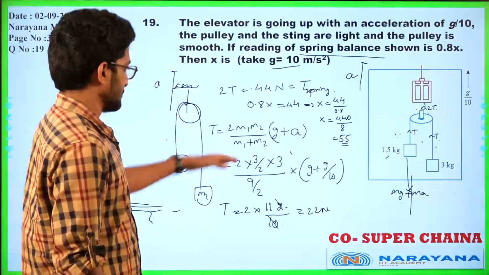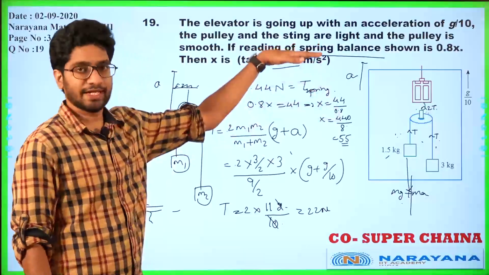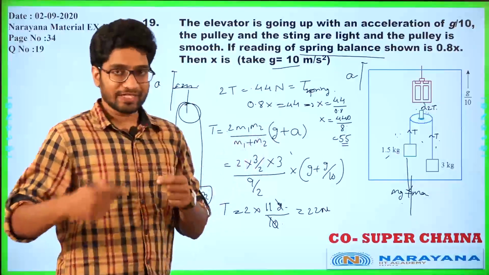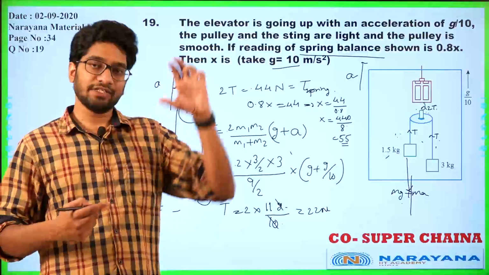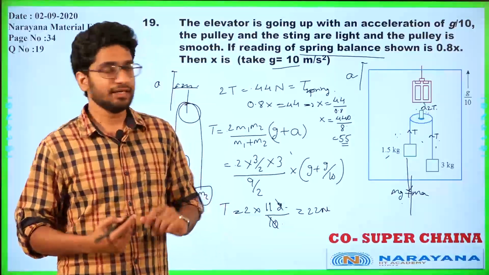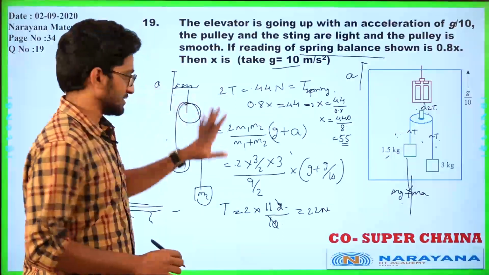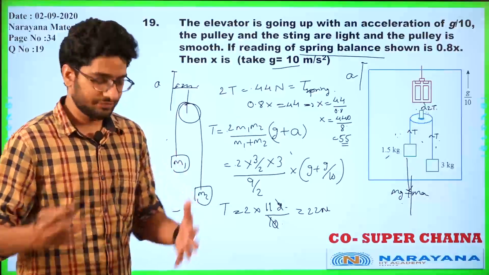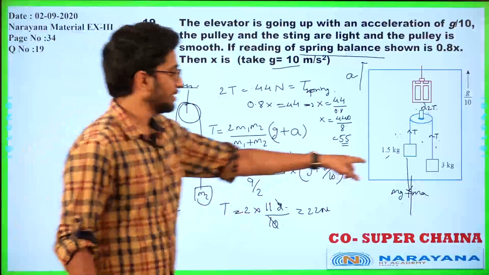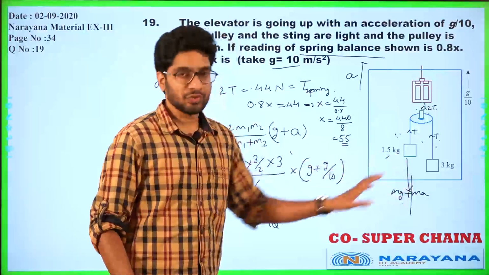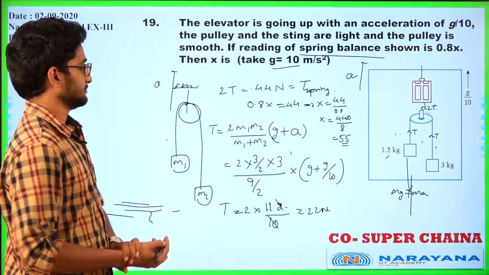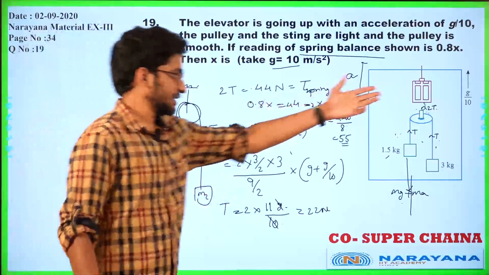Remember only this point: whenever the lifts are moving up with acceleration a, the effective acceleration becomes g plus a. Whenever the lifts are moving down with acceleration a, the effective acceleration becomes g minus a. All the other formulas remain the same. Even the equations and the free body diagrams remain the same, except you take the pseudo force also. And the spring reading is always the tension in the spring.